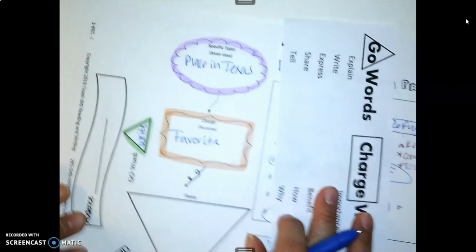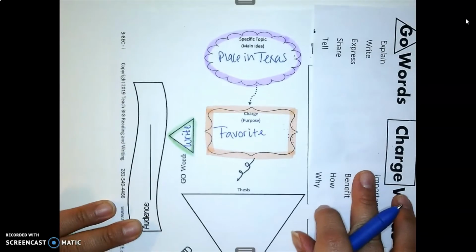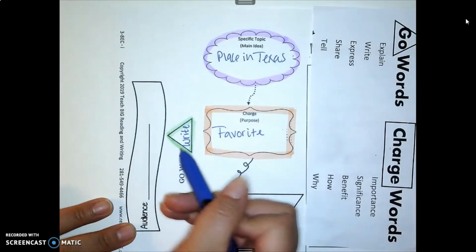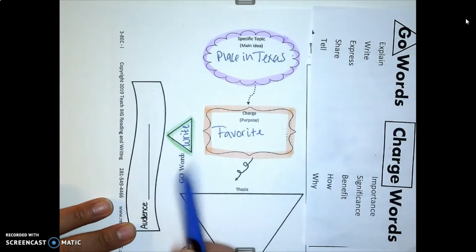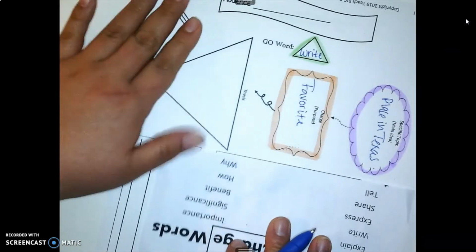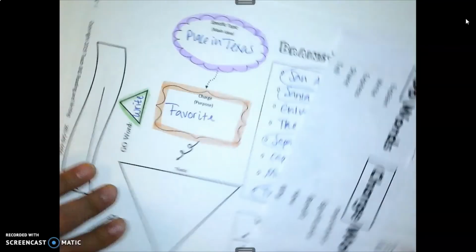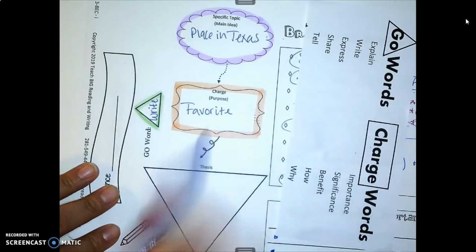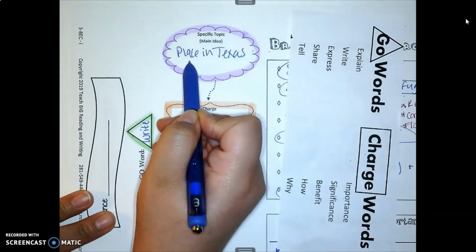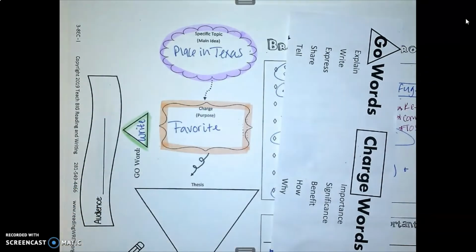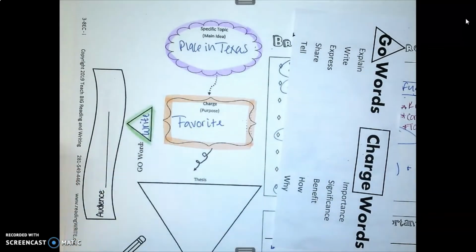So before we get into the box, I want you to go ahead and fill out these shapes right here. Our go word was write. Our charge word is favorite, and the topic is place in Texas. So go ahead and pause the video and fill out those 3 boxes.